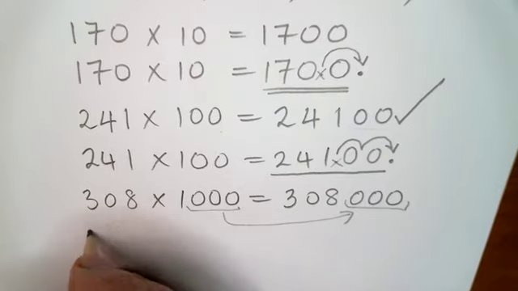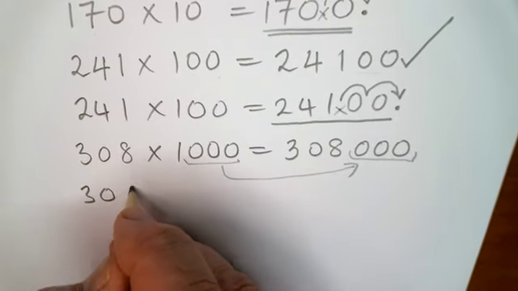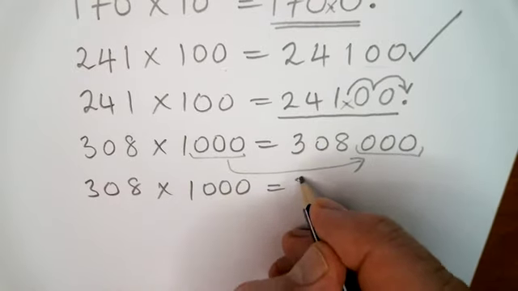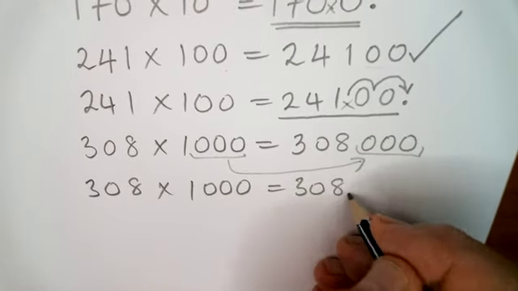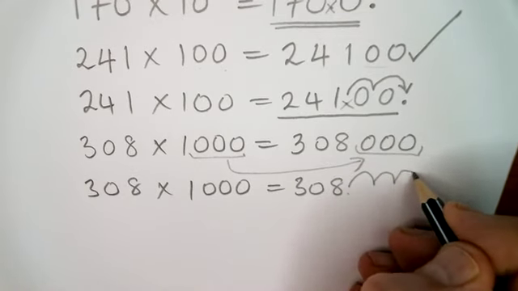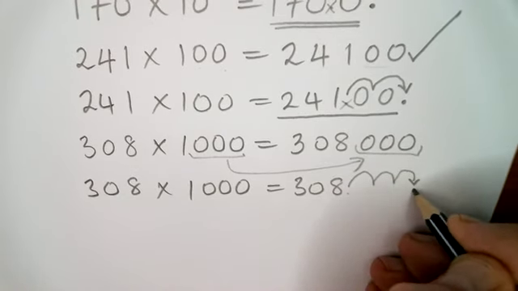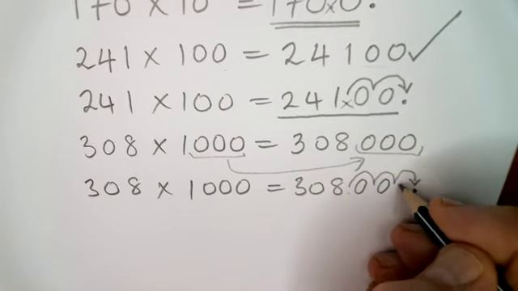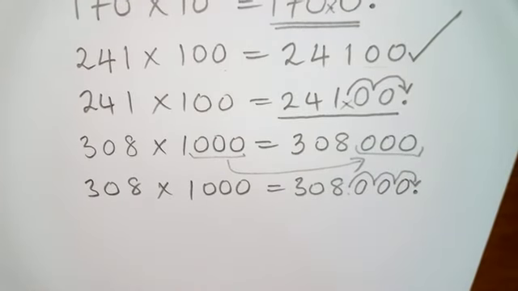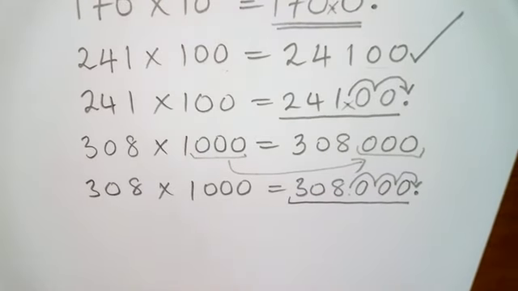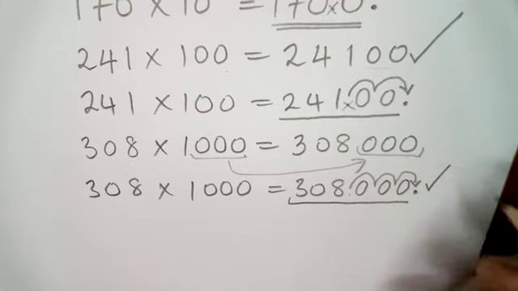Or I could have said 308 times 1,000 is equal to 308 with the decimal place moving now 1, 2, 3 spaces. This is now the new position for it. And the gaps there, I'm going to place placeholders in there, and the placeholders are always 0. So now 308,000 is the correct answer.